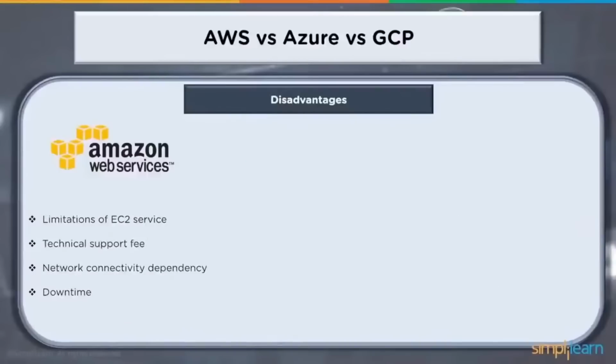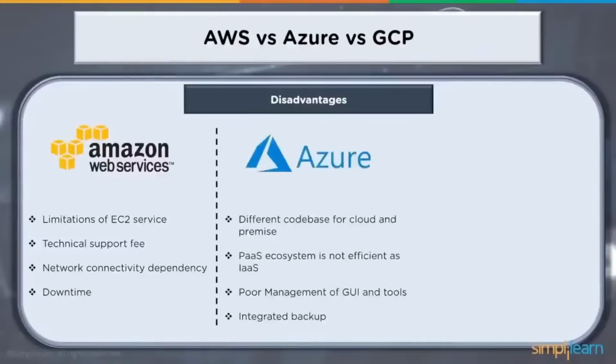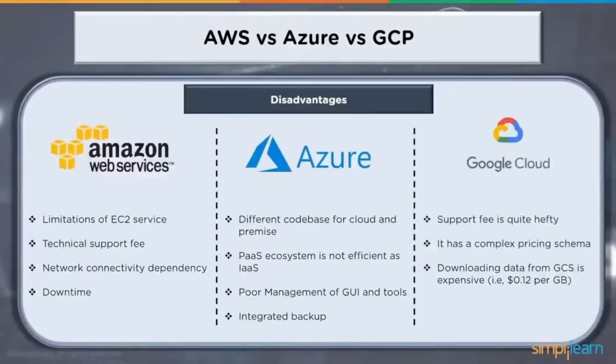When it comes to disadvantages, in AWS you have limitations when it comes to the EC2 service. Well, there are different options in the kinds of machines which you can choose to work on. You have a technical support fee which is incurred, network connectivity, and then also downtime which might occur when you're migrating. Azure has a different code base for cloud and premise. Platform as a service ecosystem is not really as efficient as infrastructure as a service, poor management of GUI and tools, and integrated backup. When we talk about Google Cloud, the support fee is quite hefty.